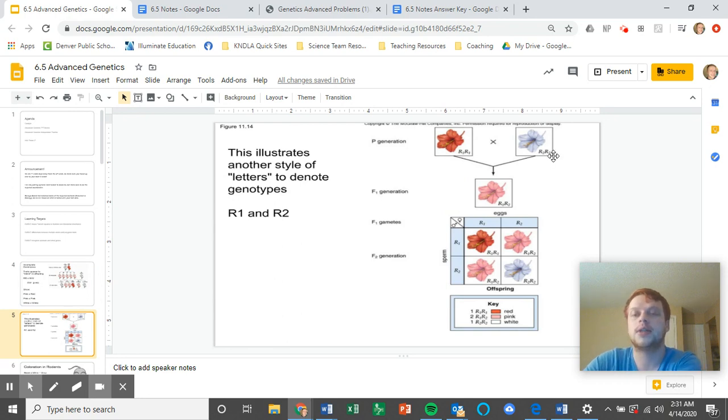I did want to show you this image just because it shows you different notations for what these would look like. So instead of big R, little r, they use R1 and R2. The reason for that is they want to show you that the traits blend, so they're incompletely dominant. So there's technically not a dominant one, even though there is a dominant trait. So it's the same process here. They used R1 to represent red, R2 for white, and then R1 and R2 together would give you a pink flower.